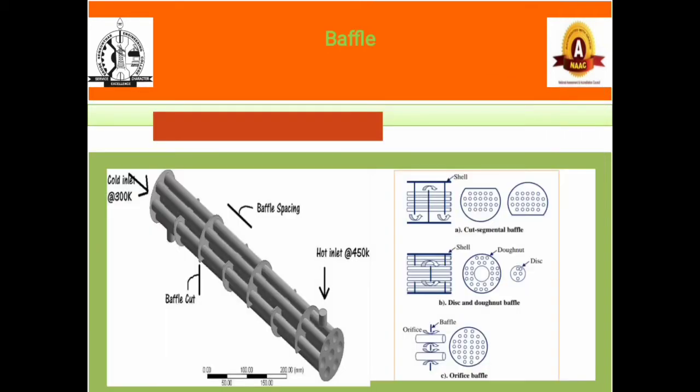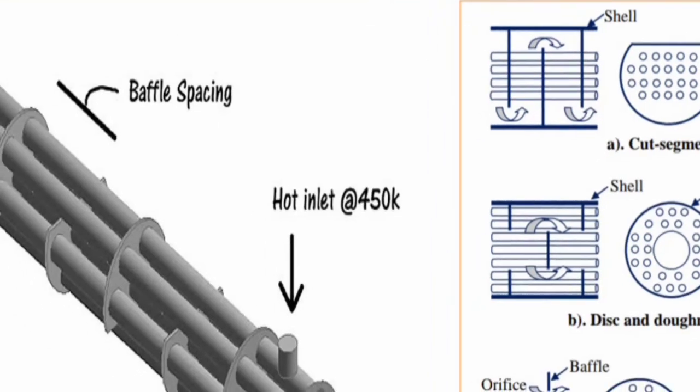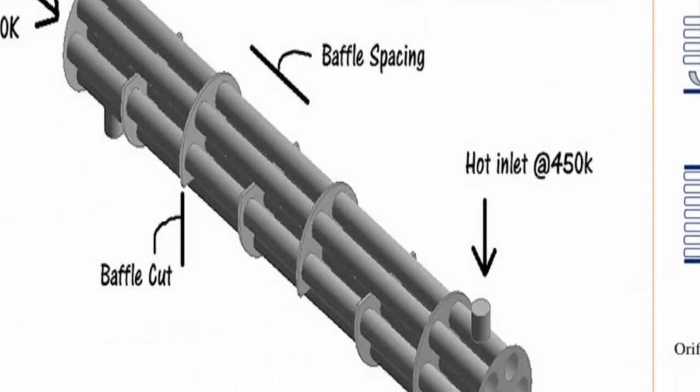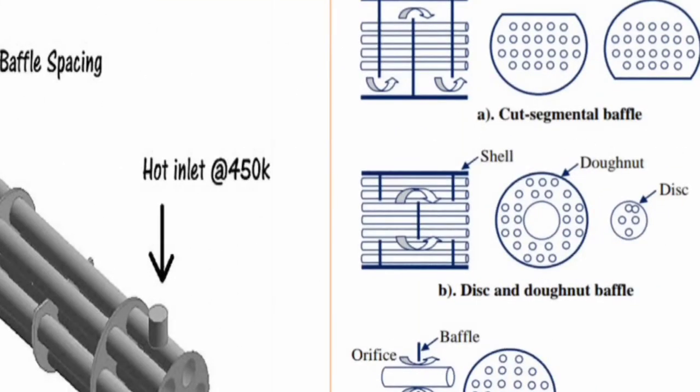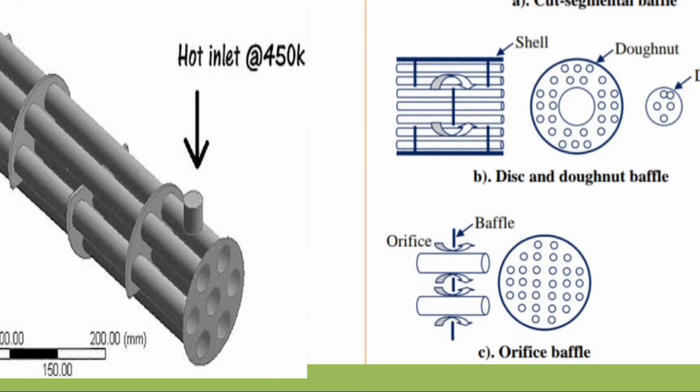The layouts are classified into triangular pitch, rectangular square pitch and tilted square pitch. So the tubes are arranged in a triangular manner or in a square manner and tilted square. In between the tube bundle, baffle spacings are placed. The baffles are classified into cut segmental baffle, disc and donut baffle and orifice baffles.